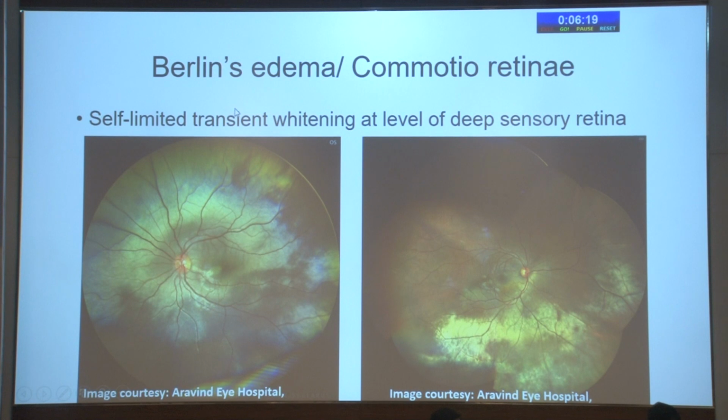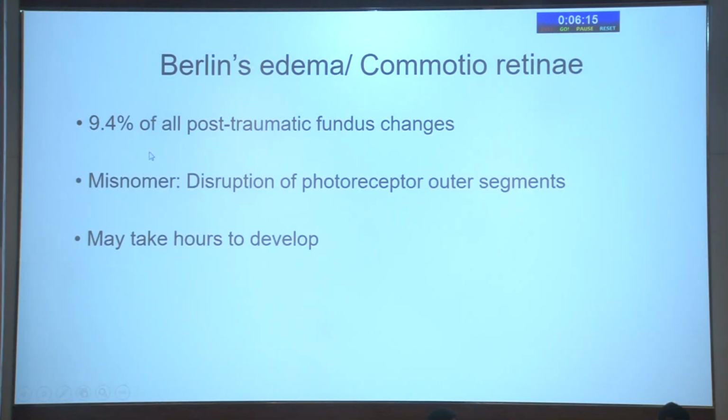Another will be Berlin's edema. It is a self-limited transient whitening at the level of the deep sensory retina. 9.4% of all traumatic fundus changes will include Berlin's edema. It is a misnomer because there is no edema actually. There's a disruption of the photoreceptor outer segments. It may take hours to develop after the trauma.